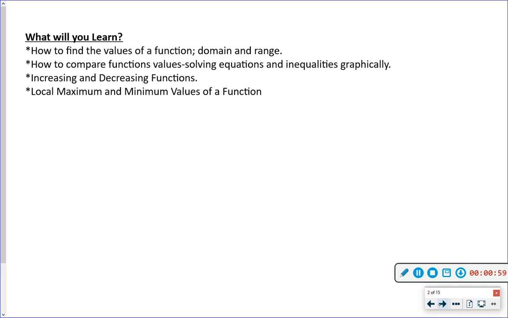This is probably new to you, increasing and decreasing. We want to look at where the graph is rising versus where it's falling. So we're going to take a look at that, and then max and min, we can do that all on your graphing calculator. So calculator day, for sure.